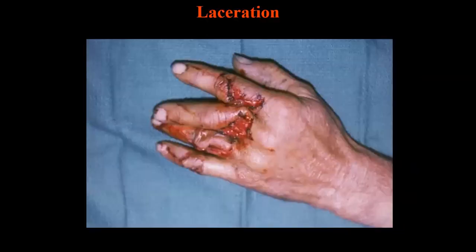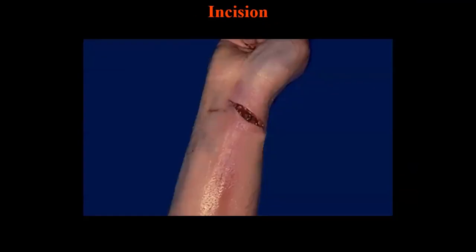This is a laceration of the tissue in the hand. This is an incision.